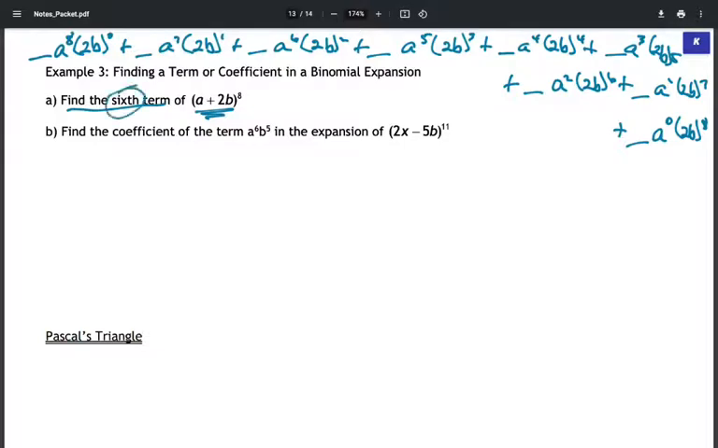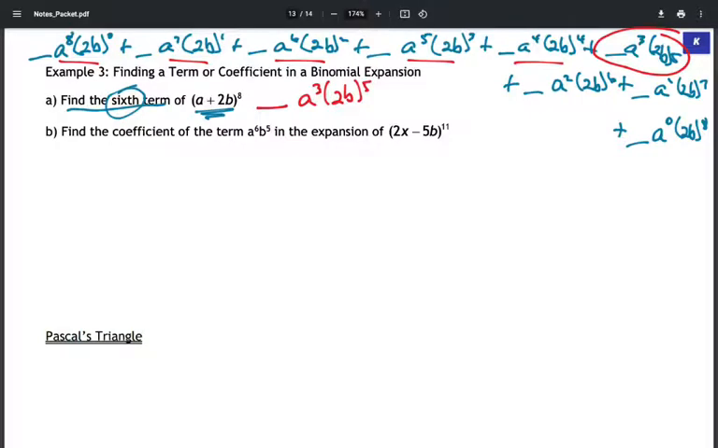And then plus some coefficient, a is now squared, 2b is to the 6th, plus a to the 1st, 2b to the 7th, and then lastly we have a to the 0, 2b is to the 8th power. So it wants the 6th term. So we've got 1st, 2nd, 3rd, 4th, 5th, and then this will be the 6th term. So you're going to have some coefficient with a cubed and 2b to the 5th power.